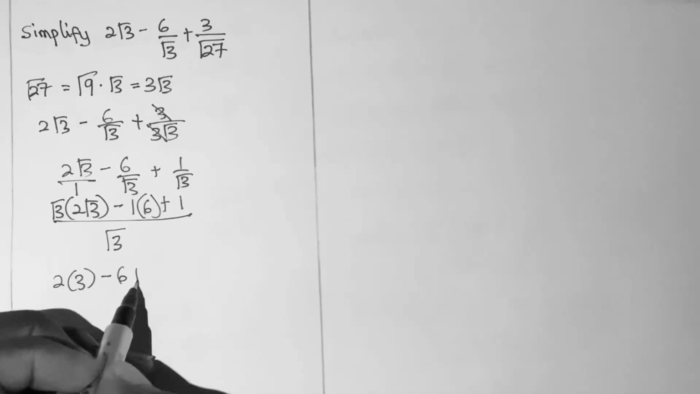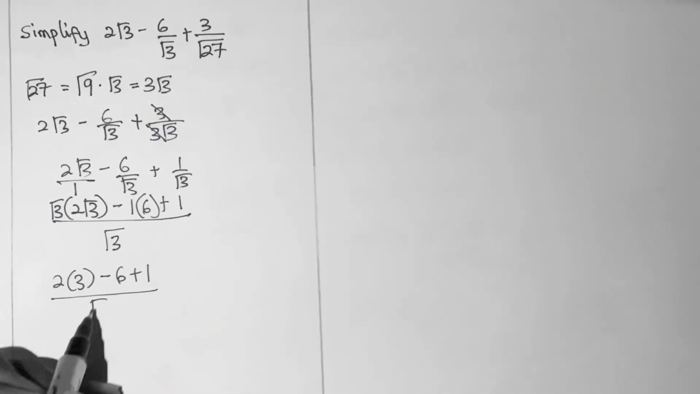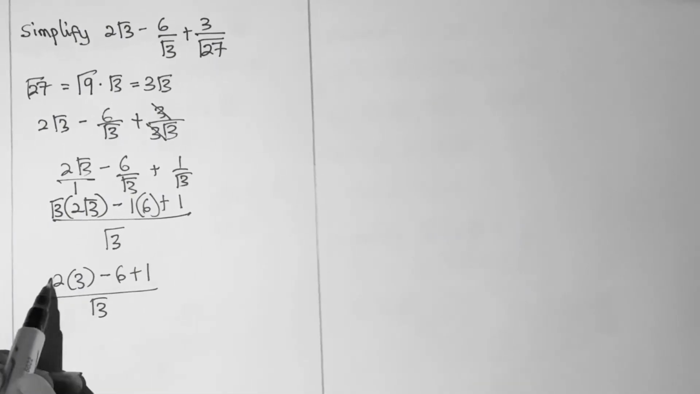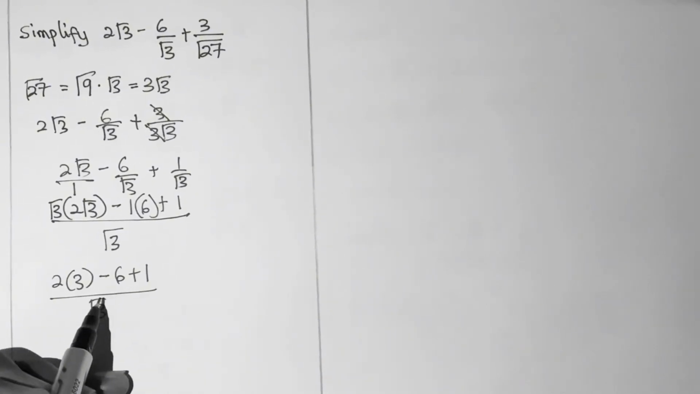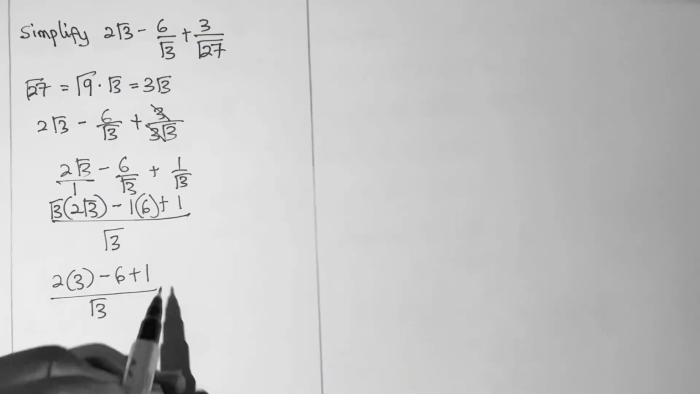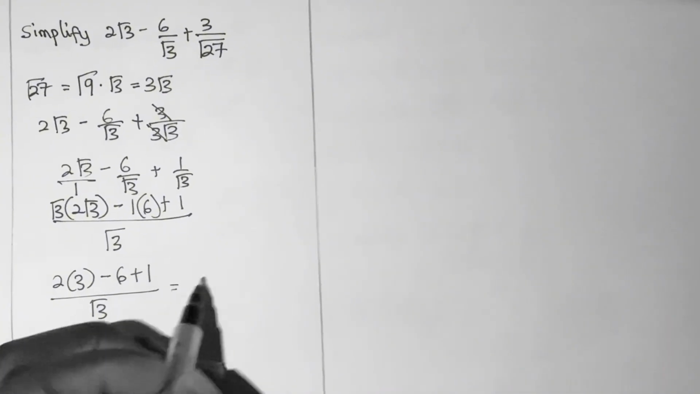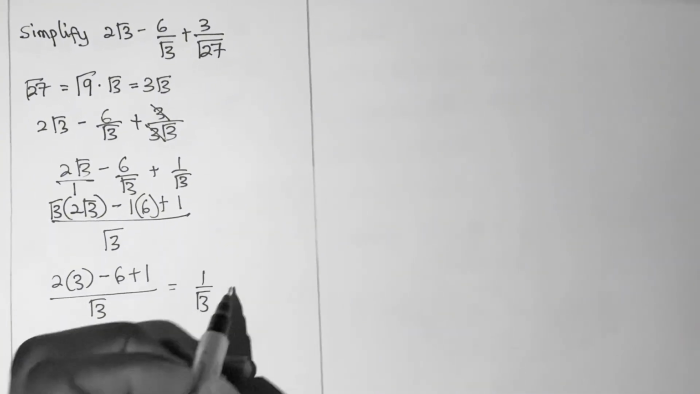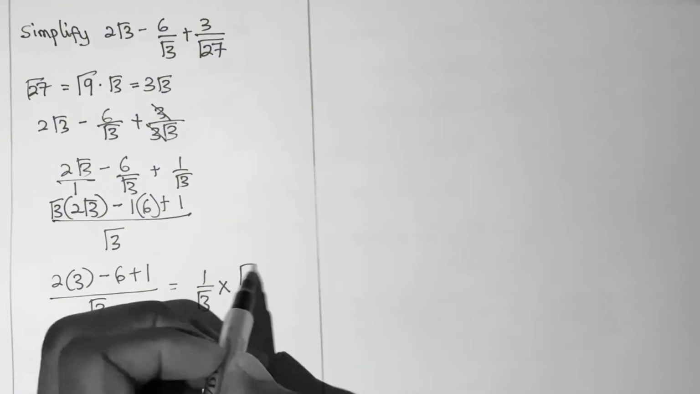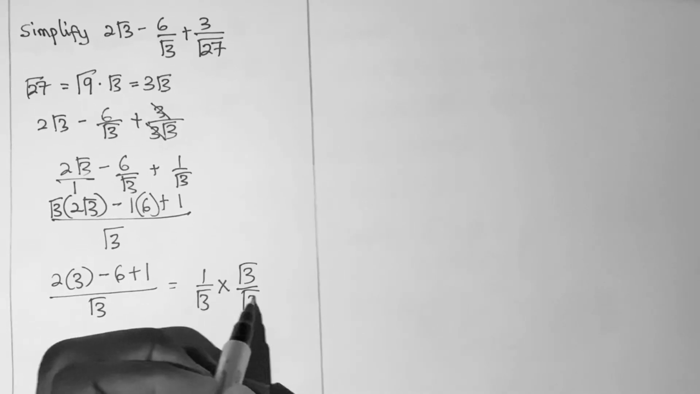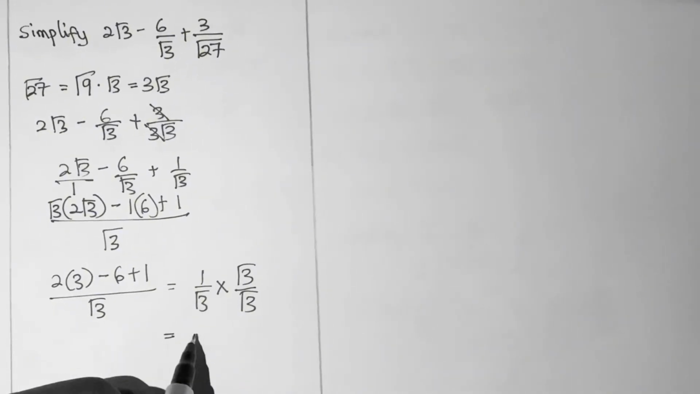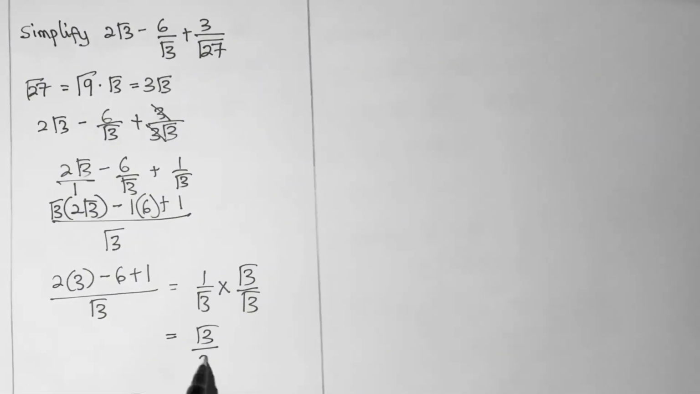Then plus 1 divided by root 3. Now here is 6. 2 times 3 is 6. 6 minus 6 is 0 plus 1. So this becomes 1 divided by root 3. So we can rationalize, multiply numerator and denominator by root 3 over root 3. And this is equal to root 3 divided by 3.